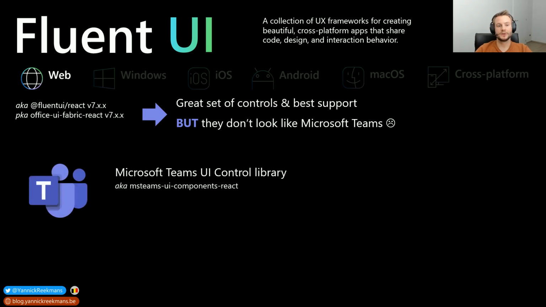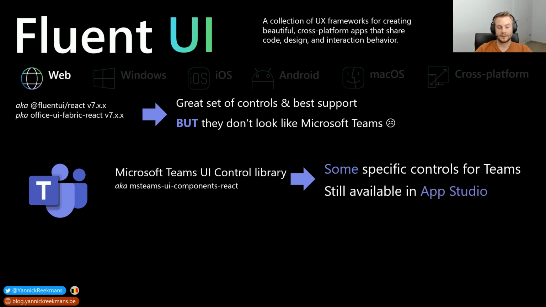You can take a look at the Microsoft Teams UI control library, also known as msteams-ui-components-react if you look it up at the NPM repository. These provide some specific controls for Microsoft Teams. And these controls are still available both on NPM, and you can look at them and interact with them in the App Studio. So you can open the Teams App Studio in your Teams client and see what's included in this Microsoft Teams UI control library.